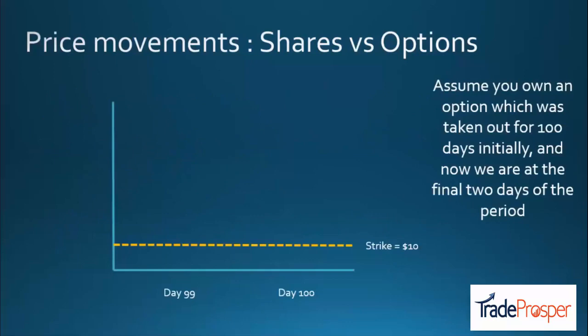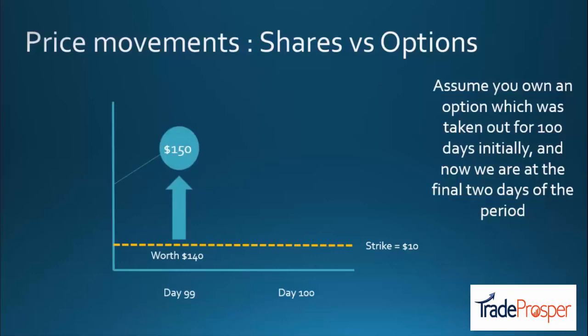Let's look at share price movements in relation to how an option's price reacts to that. And in order to do so, I'm going to assume that you own an option that you took out a while ago. So originally the period was for 100 days, and we are now at the final 2 days of your option. So we have day 99 going and day 100 right after that. The option that you own was done at a strike rate of $10. So just to recap, a strike rate is the effective rate at which you're going to transact when you exercise your option. So in this case, when you exercise the option, you're going to spend $10 per share.